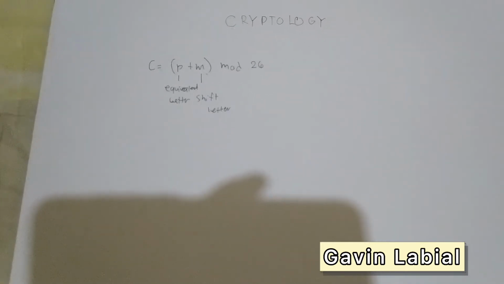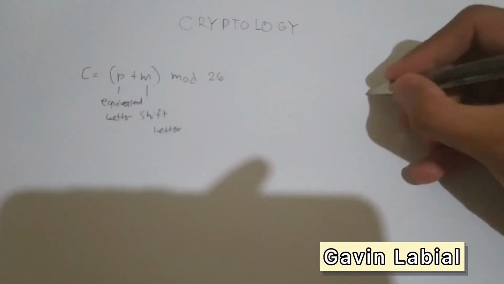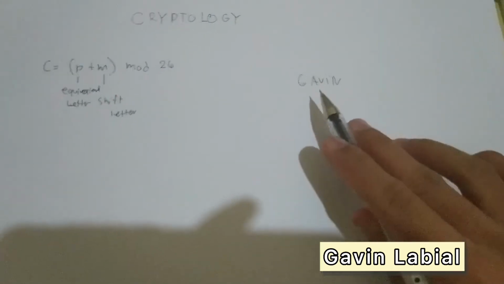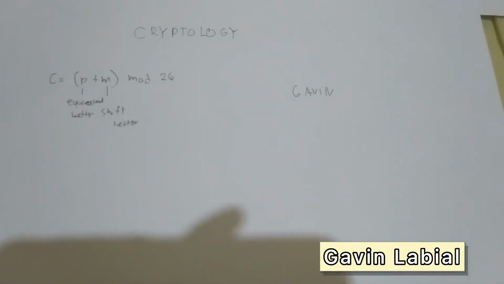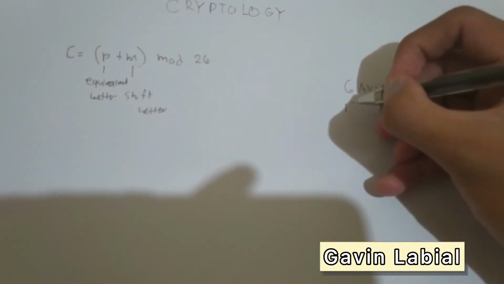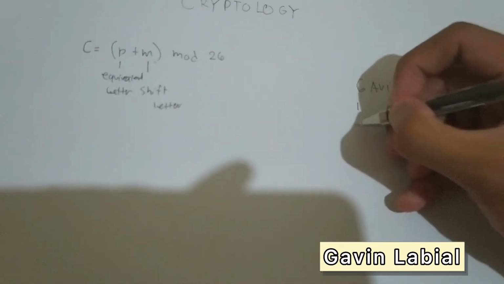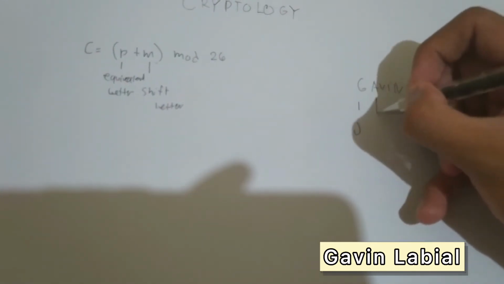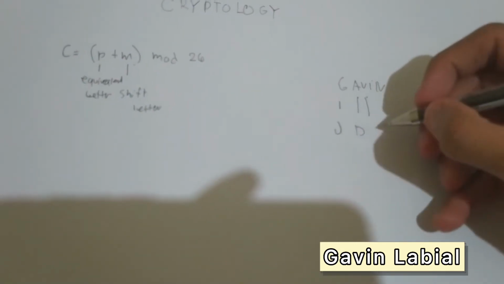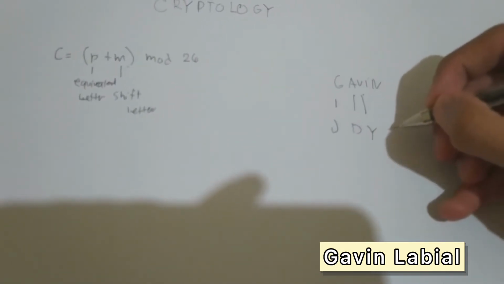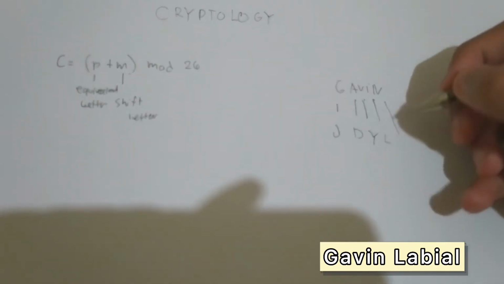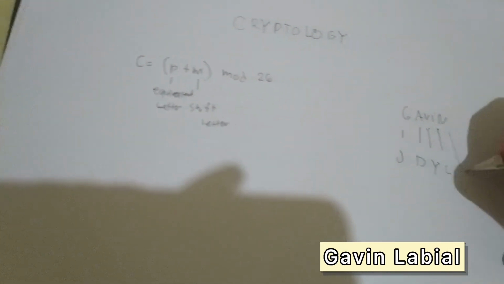As an example, GAVIN. I will be encrypting my name by shifting it 3 letters. So for example, G would become J, A would become D, V would become Y, I would become L, and N would become Q.